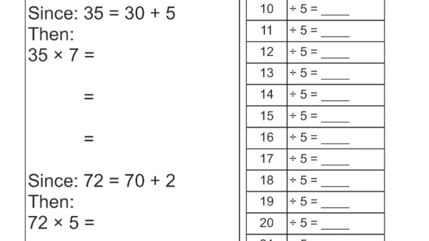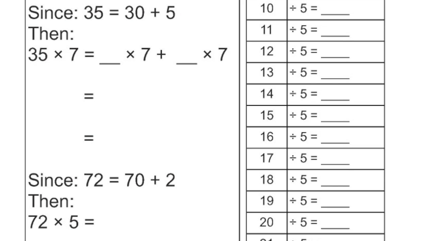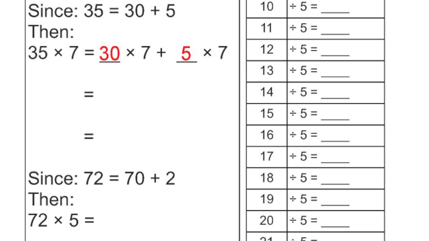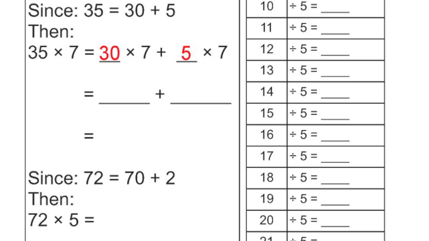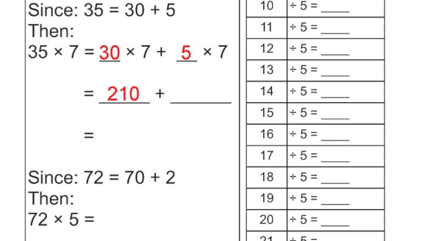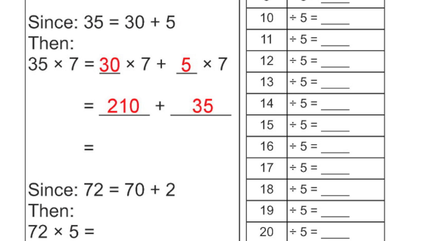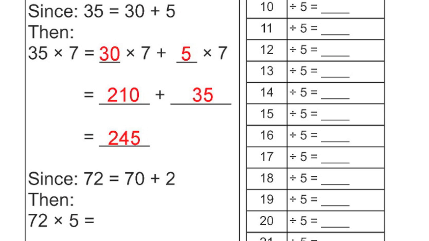Since 35 is equal to 30 plus 5, then 35 times 7, you're going to get 30 times 7 and 5 times 7. It's like you're distributing 7 through both of them. So then you're going to get 210 and 35, so they'll add up to 245.